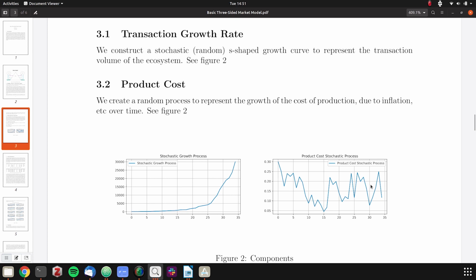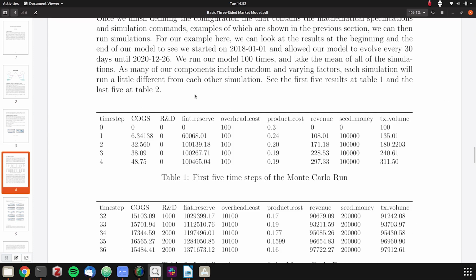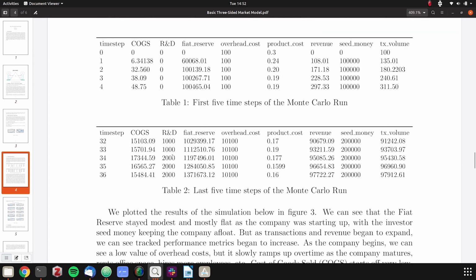Then you have your cost function, which is the marginal cost per ride on the platform, and you can see that it's more jagged and stochastic. By the way, these runs are from 100 Monte Carlo simulations, and you can see over time that it kind of evens out, but it is still very variable. And then when you look at the simulation, we have the first group: cost of goods sold, R&D, fiat reserve, overhead cost, product cost, revenue, and then the investor money and transaction volume. And in the last 5 of our Monte Carlo runs, you can see everything's changed significantly.